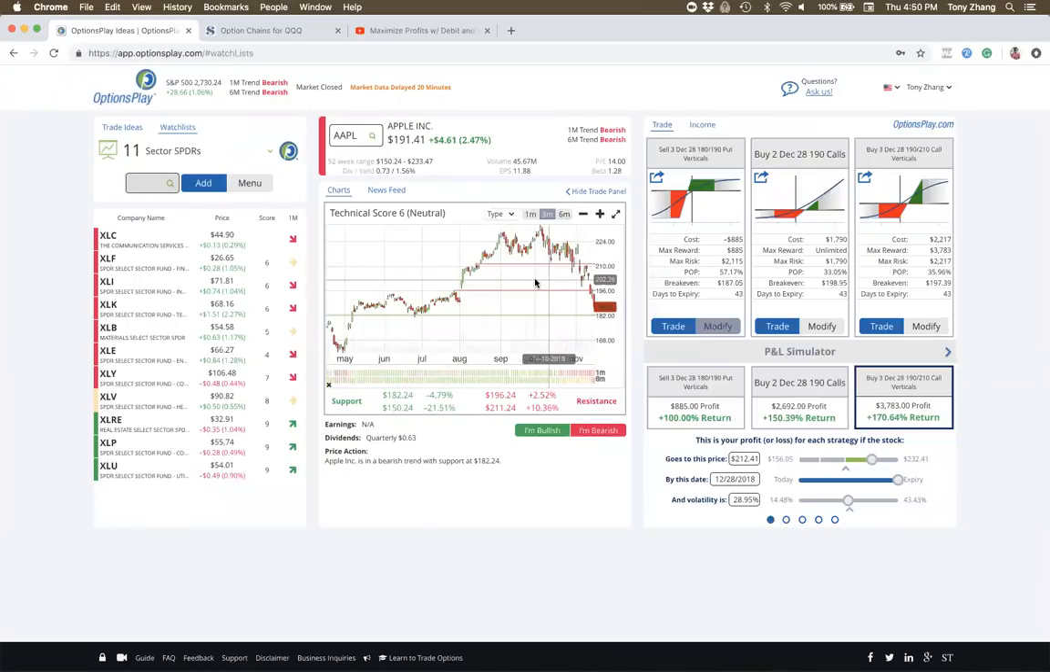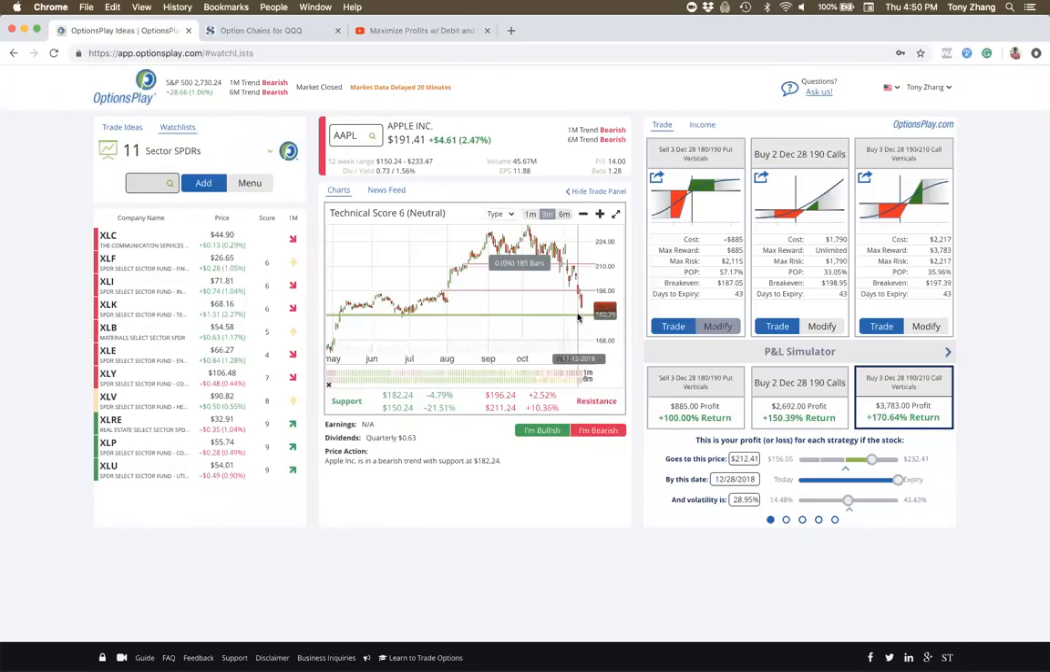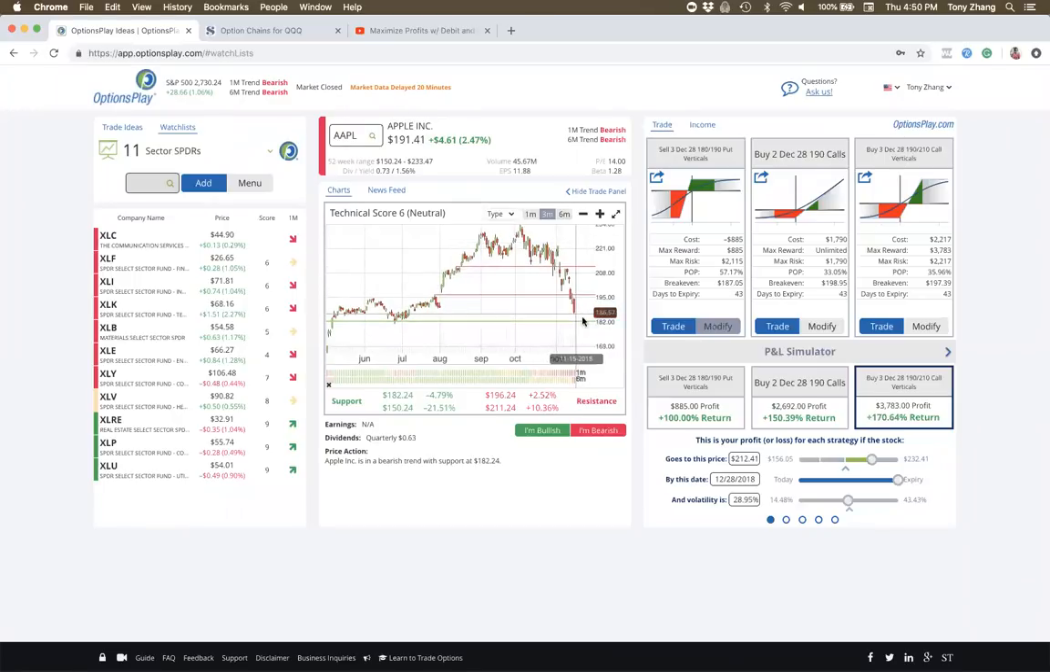So we talked about Apple taking this pretty big beating over the last few weeks, from when it was trading around 220 down to about 190. And we've discussed that 190 is certainly some kind of support, down here around 182, 185, which is where it bounced off yesterday. It was a low from yesterday. So there's at least some kind of temporary floor here. So let's say we think the stock's going to stay above 192 here at expiration on December 28th.